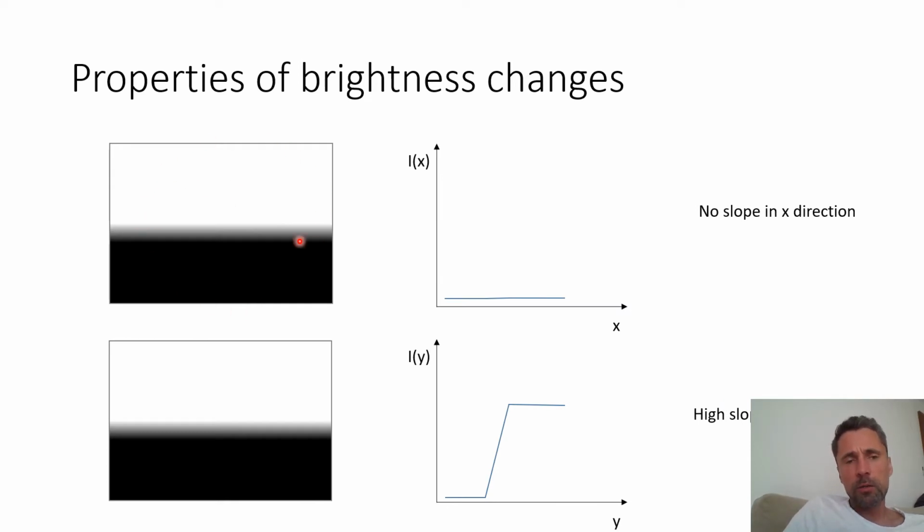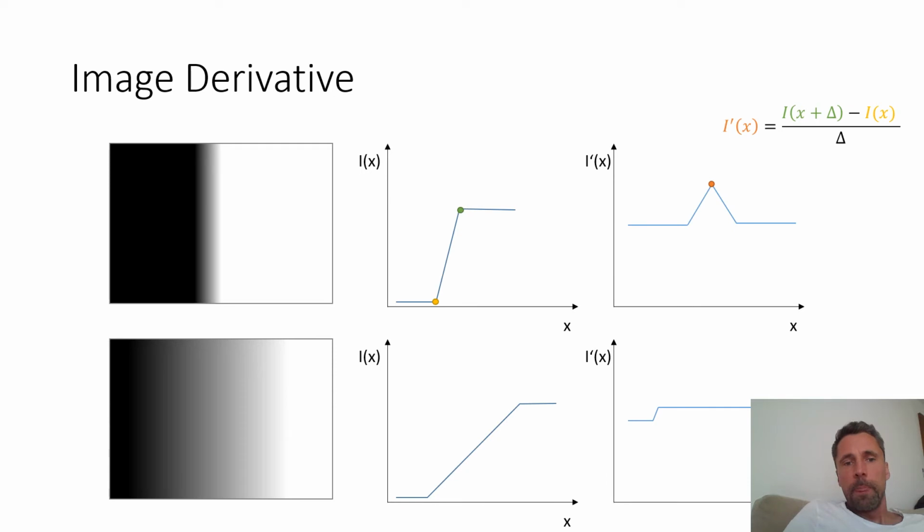Now, this gradient or this edge could also be rotated, right? So that we would not detect any change in image brightness looking over the X direction. But we do find this if we take an image column. So if we look vertically over this image, we see the same pattern. Now, how can we extract that information? The first idea that hopefully comes to your mind is using the image derivative.